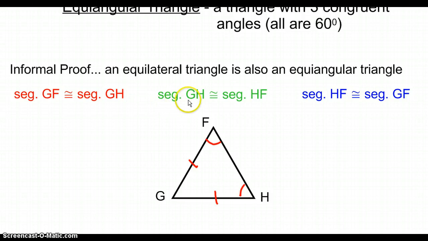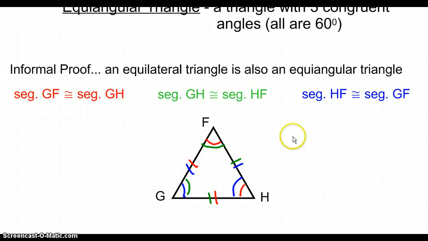However, we also see that segment GH and segment HF are congruent. So marking segment GH and segment HF congruent, we know that now angle G and angle F are going to be congruent. Finally, segment HF and segment GF are congruent, so marking those congruent, we now know that angle H and angle G are congruent.